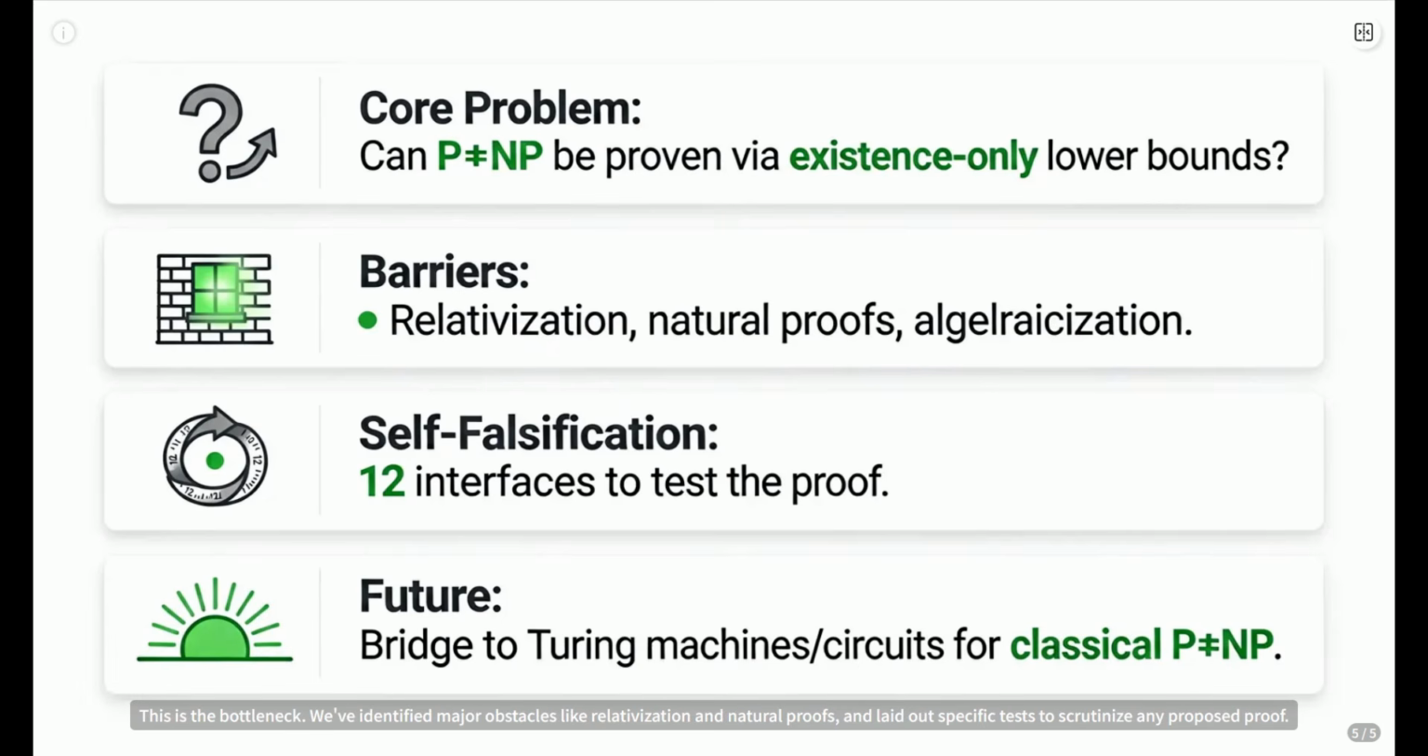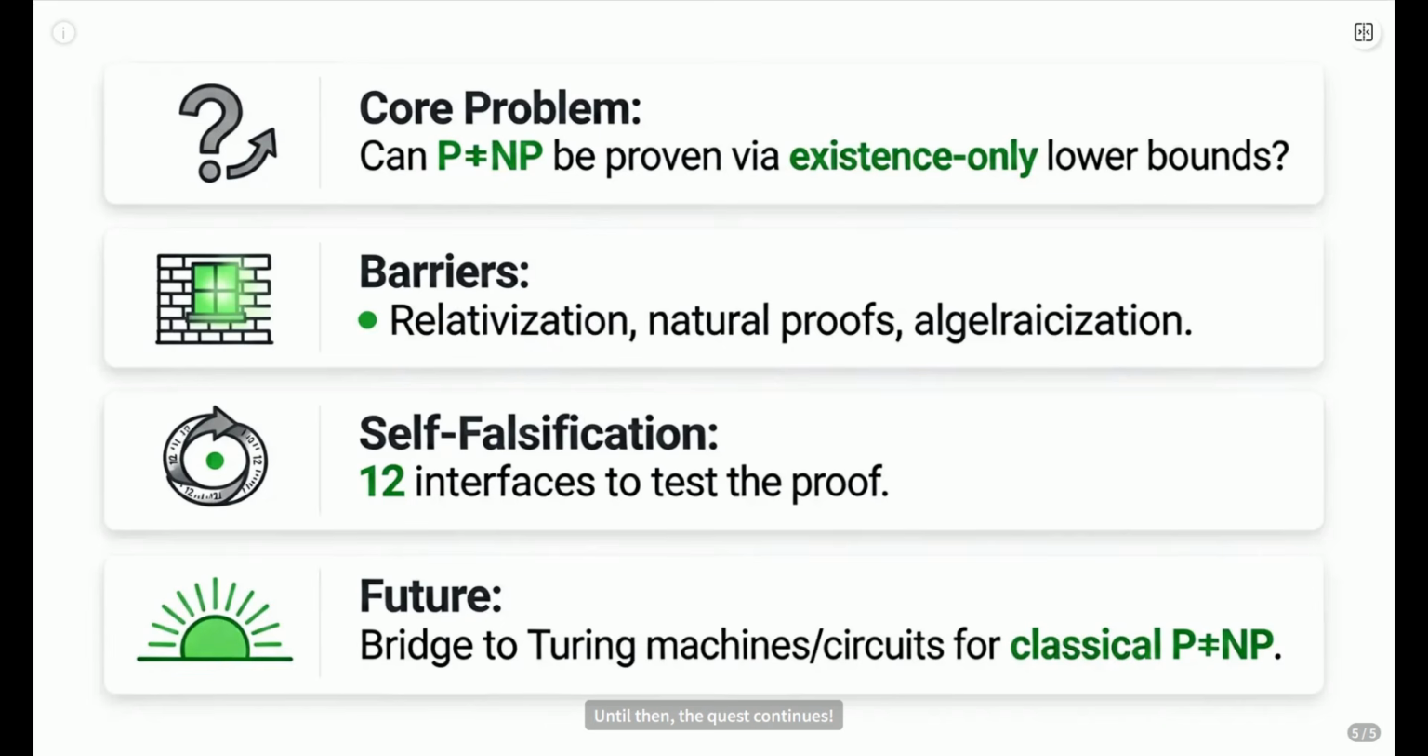This is the bottleneck. We've identified major obstacles like relativization and natural proofs, and laid out specific tests to scrutinize any proposed proof. The final hurdle is connecting this semantic argument back to standard Turing machines and circuits. If we can bridge that gap, we might finally answer the age-old question. Until then, the quest continues.